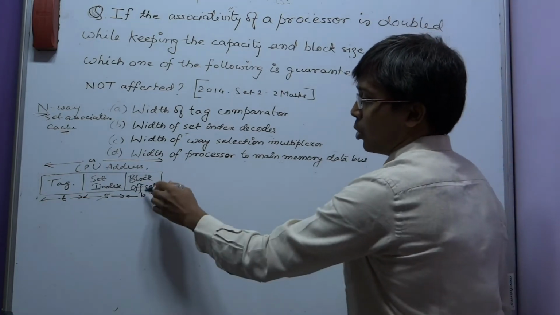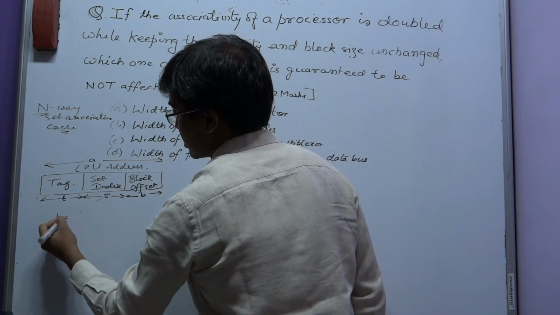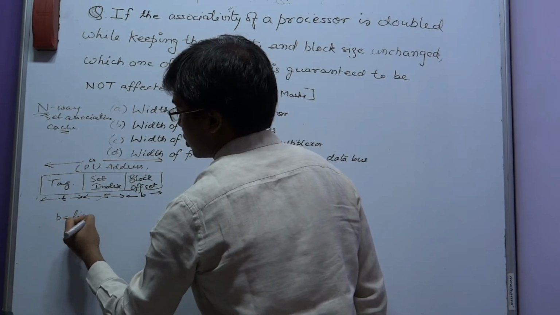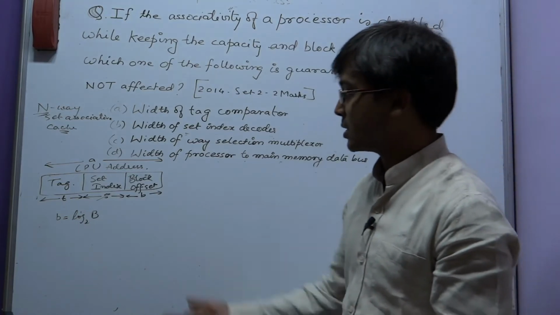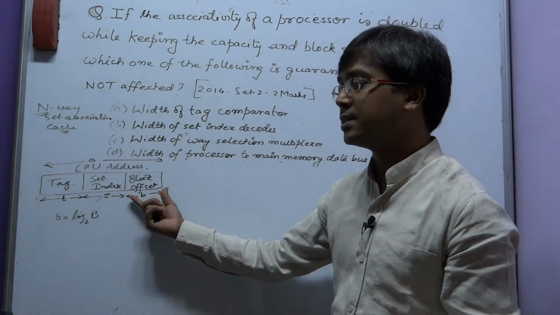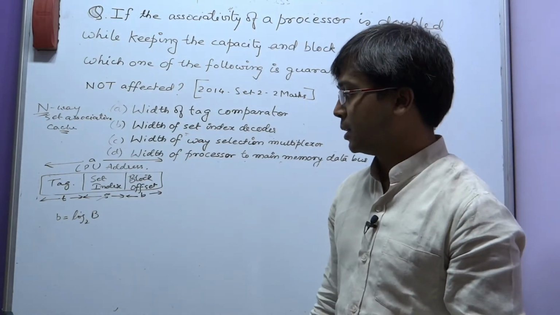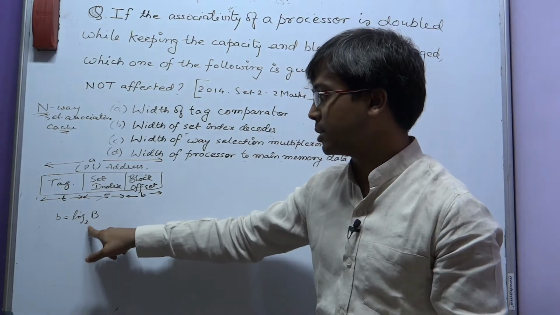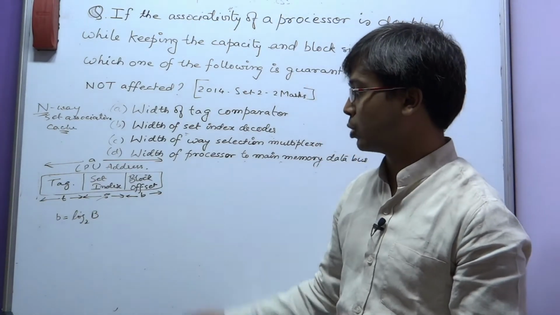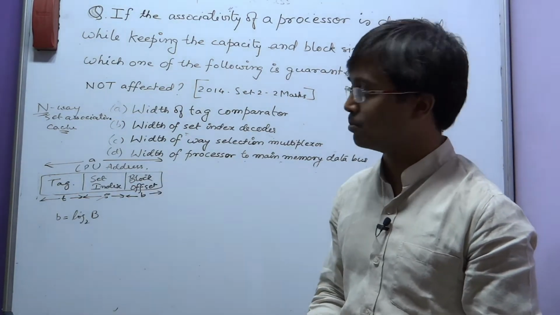Now the width of the block offset is given by this formula: small b is log base 2 of the size of the block. If the block contains, say, 4 bytes in a hypothetical computer, then b equals log base 2 of 4, which equals 2. So if there are 4 bytes in a block, the block offset would be 2 bits wide.